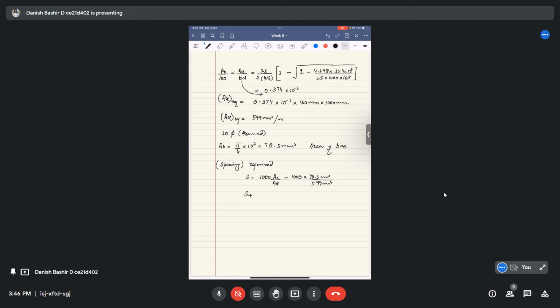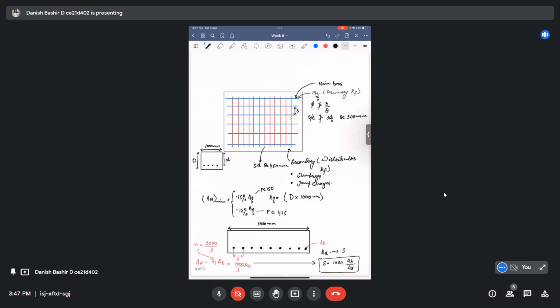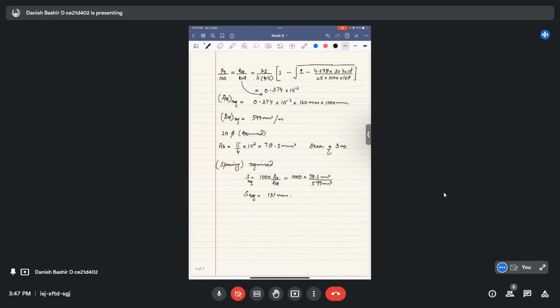Spacing required will be 131 mm. And we will check the maximum spacing limits as well. These are the limits that I already told you. Limit is 3d or 300 mm, the maximum spacing.